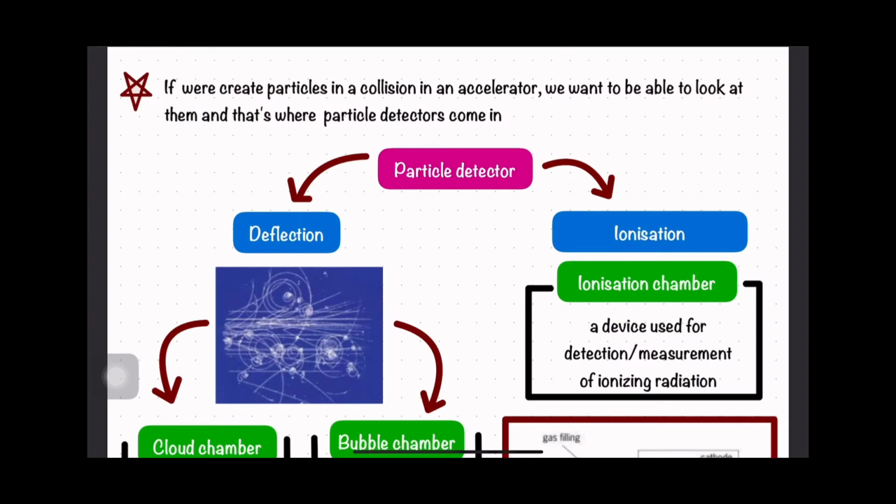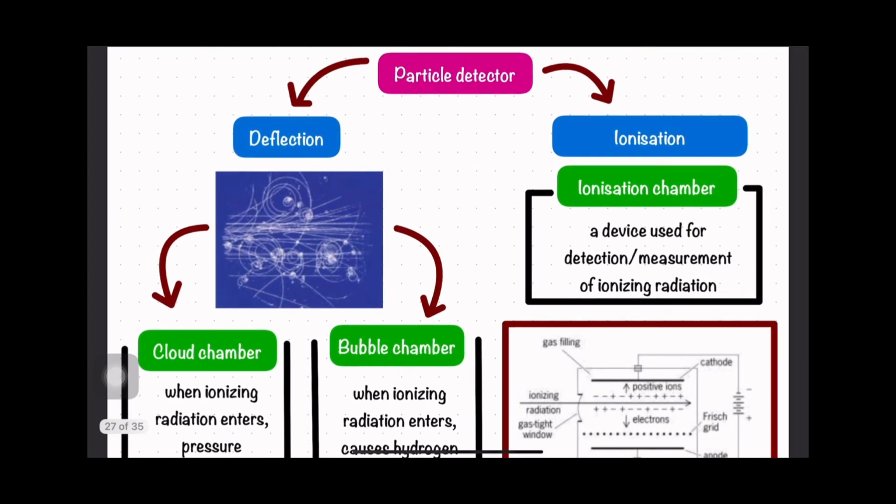Okay, so if we create particles in a collision in an accelerator, we want to be able to look at them, and that's where the particle detector comes in. Maksudnya selepas kita dah ada satu target, kita ada satu partikel yang kita keluarkan, emission particle yang kita keluarkan untuk kita langgar pada target. So kita nak tahulah apakah hasil selepas dia berlanggar tu. Jadi dia kena ada particle detector. So particle detector kat sini dia ada dua jenis, satu deflection and satu lagi adalah ionization.